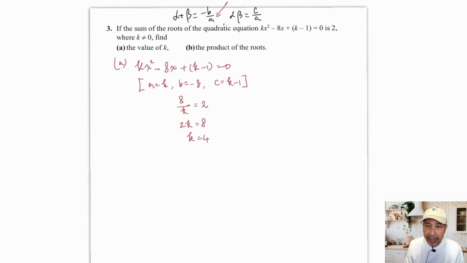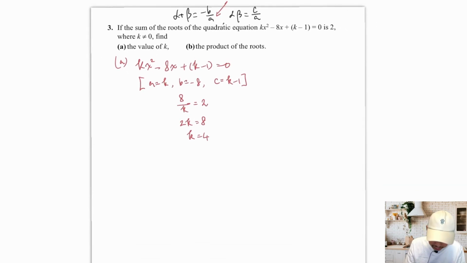Okay, now we can update the equation. The equation becomes 4x squared minus 8x plus 3 is 0. Okay, the equation.